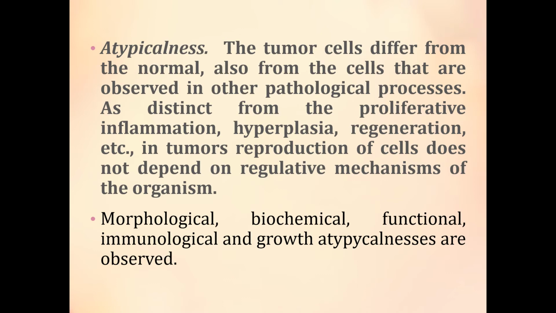Atypicalness of a tumor cell is manifested in the structure of the cell, its growth, metabolism, and functions. For this reason, several types of atypicalness are distinguished. Morphological atypicalness, biochemical atypicalness, functional, immunological atypicalness, and atypicalness of growth are of great importance.